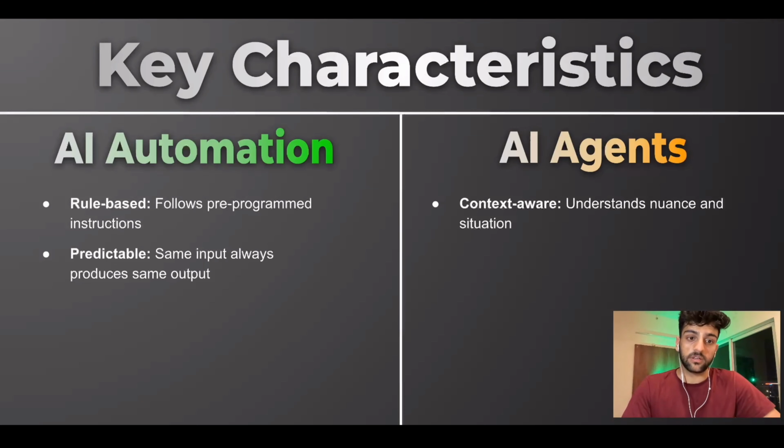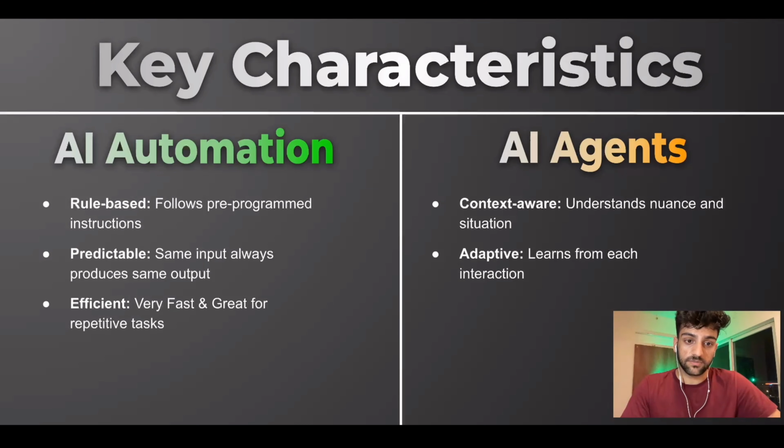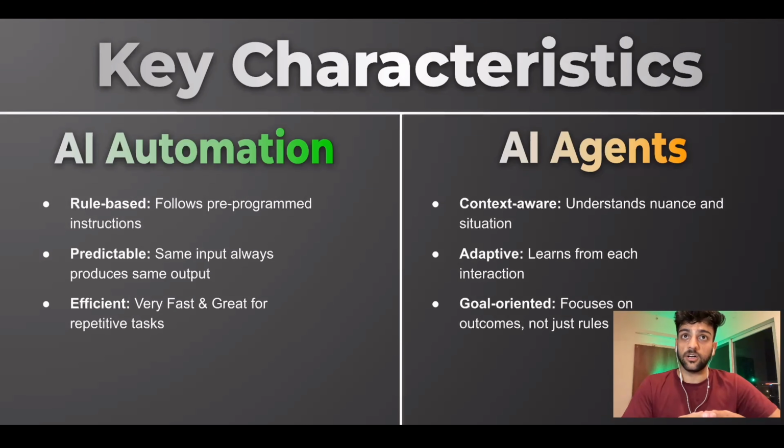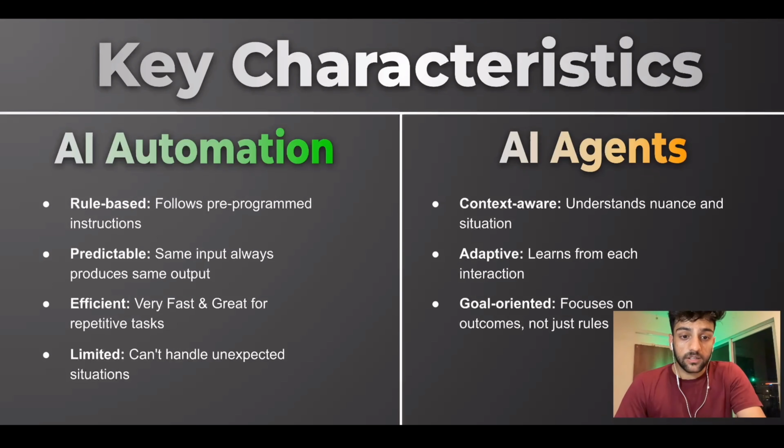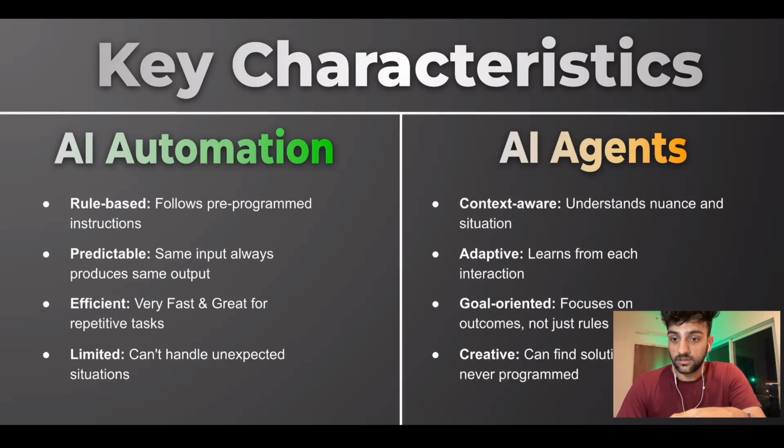As we said earlier, it should have the same type of input and output. It's very fast and reliable when it comes to operations like this. Adaptive, learns from each interaction. Efficient, very fast and great for repetitive tasks. Goal oriented, focuses on outcome, not just rules. There's an unpredictable outcome. It's going to access the documents, as we mentioned earlier, and bring you an output. It can handle unexpected situations which are not even programmed.